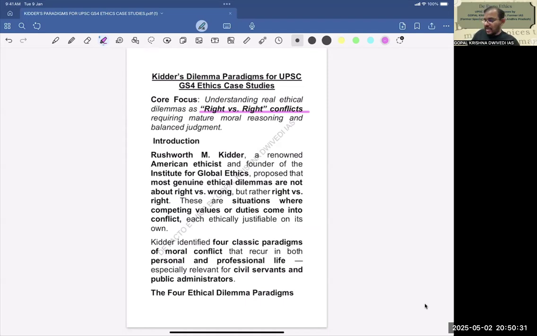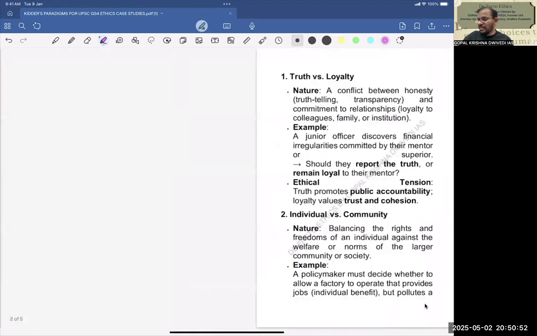Kidder has given basically four classical paradigms of moral conflict that occur not only in professional life as a civil servant, but also in personal life. So now let us see what those four ethical dilemmas are and how they are applicable to various situations in real life, with examples.